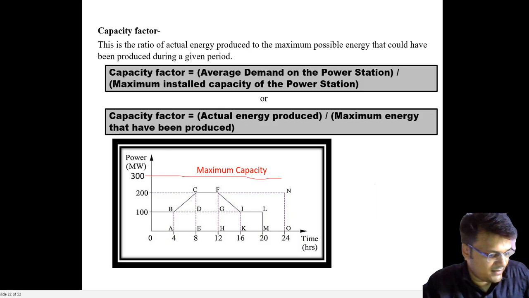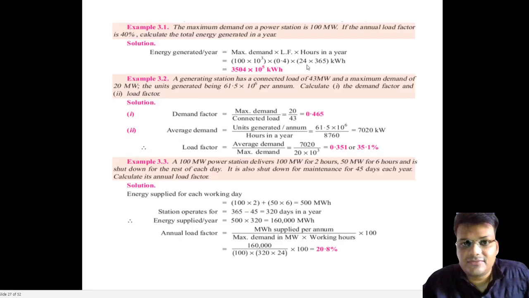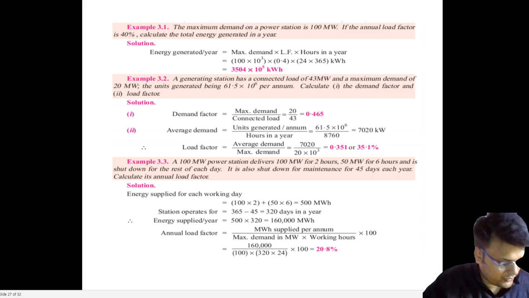So we will calculate in kilowatts: 100 into 10 to the power 3, and the load factor is given as 40%, that is 0.4, and the hours are 24 into 365, or 8760. After calculating, we get 3504 into 10 to the power 5 kilowatt hour, or we divide by 10 to the power 3 to calculate in megawatt hour. So, 350400 megawatt hour.